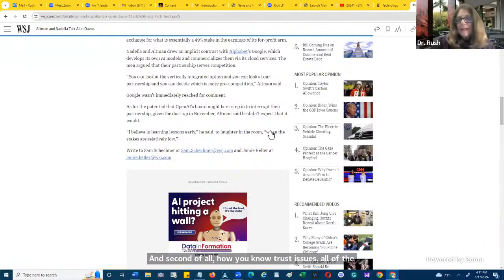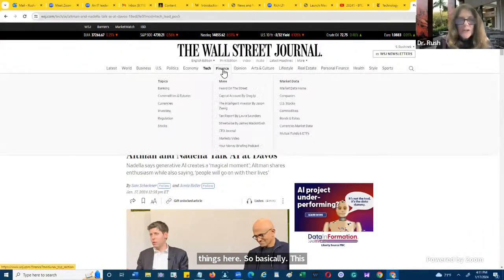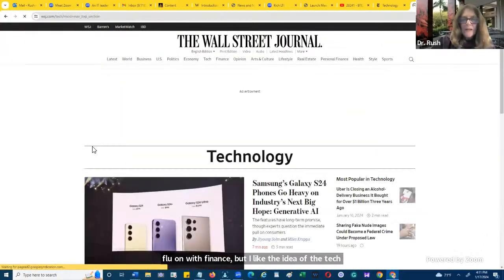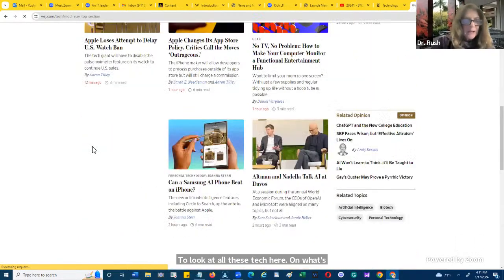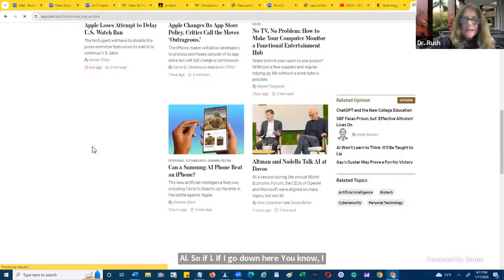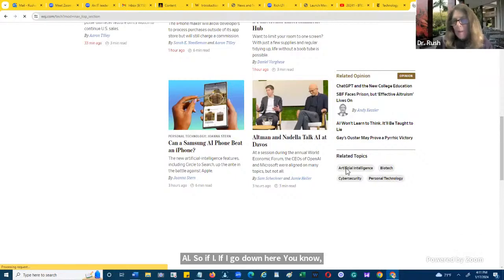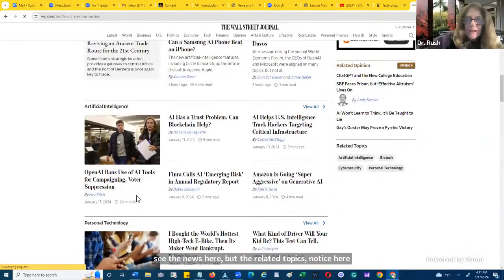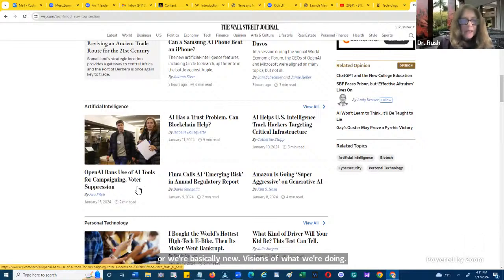So basically, this is what I like about it. In this case, those of you who are finance majors can get a clue on what's finance, but I like the idea of the tech here, to look at all the tech on what's happening with AI. If I go down here, I can see the news, but also the related topics. This is where I like to focus in. This is the key where the class is going to be going, where we're basically looking at new visions of what we're doing. OpenAI bans use of AI tools for campaigning, voter suppression.